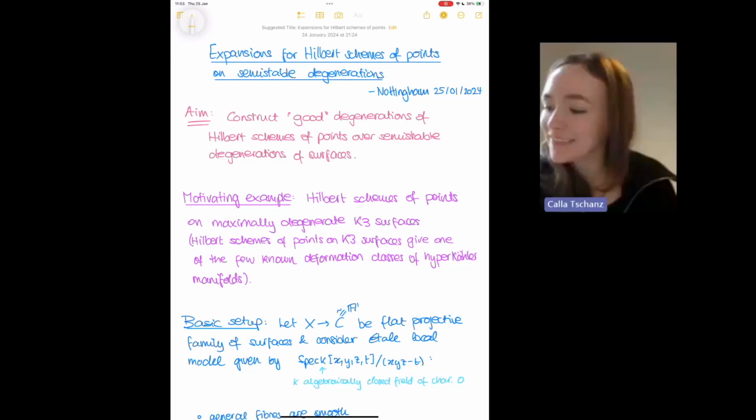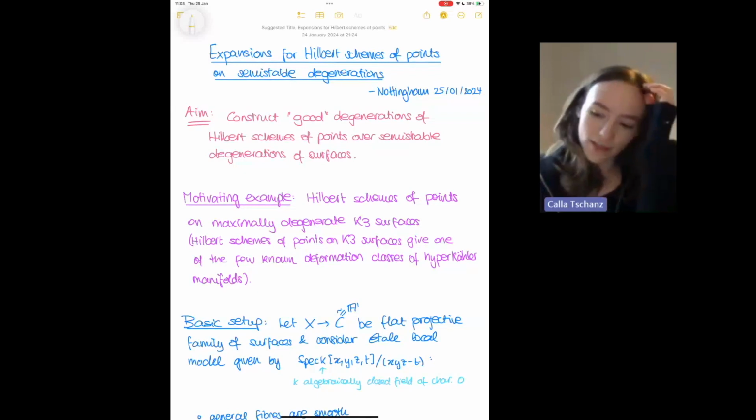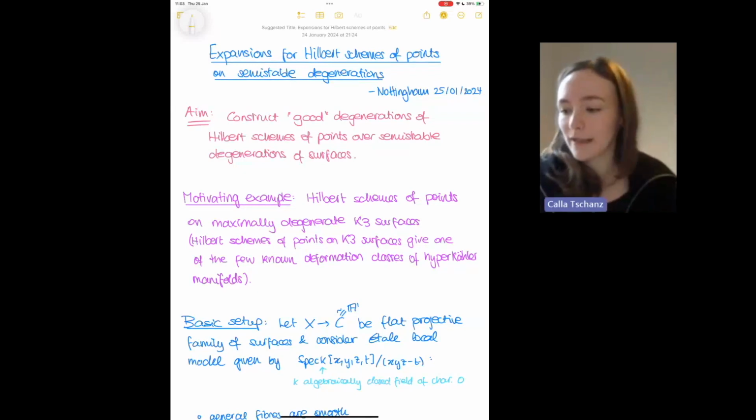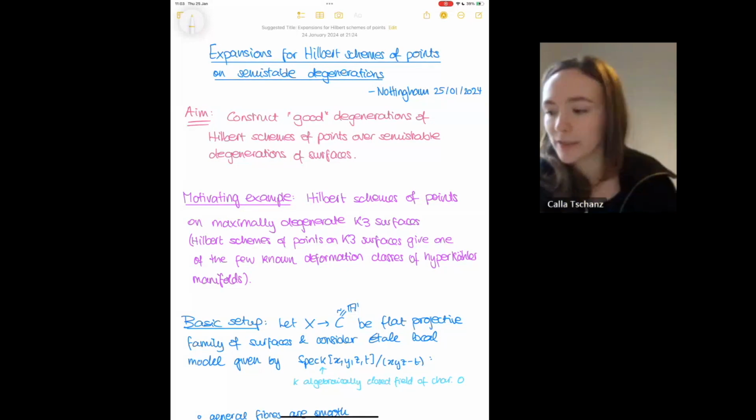Okay, so what I wanted to talk about today is this idea of expansions, expanded degenerations, and how it applies to problems for Hilbert schemes of points.